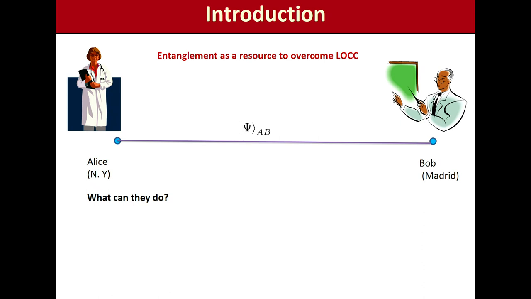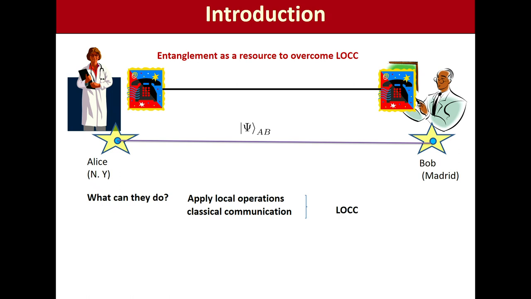So we consider usually two parties or more. They are called Alice and Bob, and the important thing is that they are spatially separated from each other. Now, they might share some resource state, some state psi, and what they can do, because of the fact that they are spatially separated, is that they can apply local operations and communicate classically with each other. So this is what we call LOCC, so local operations assisted with classical communication.